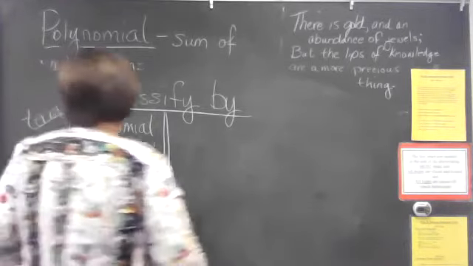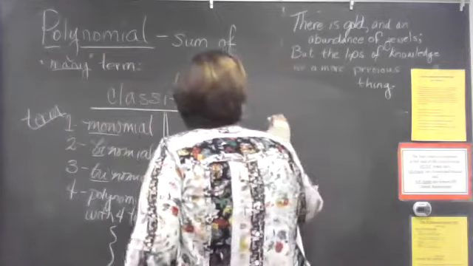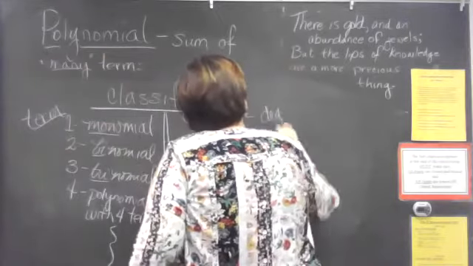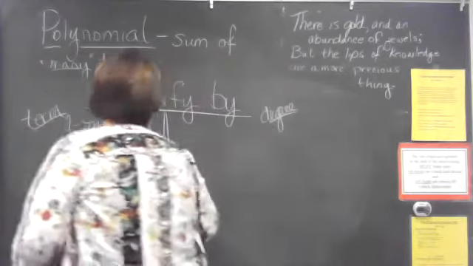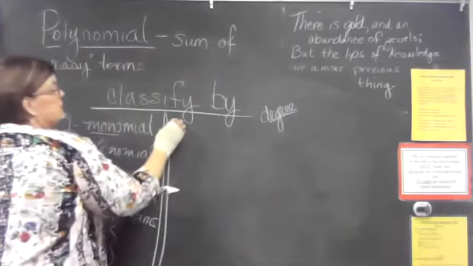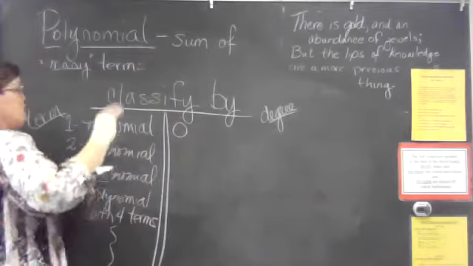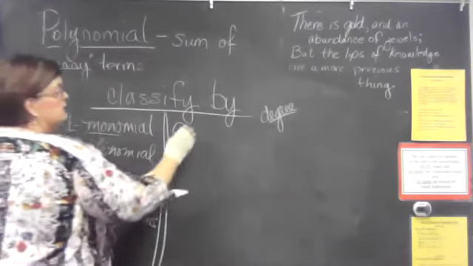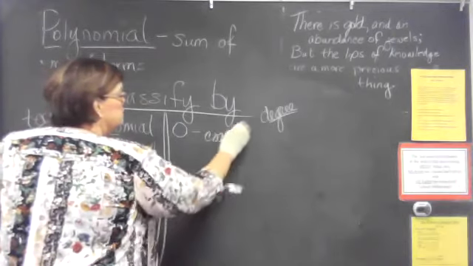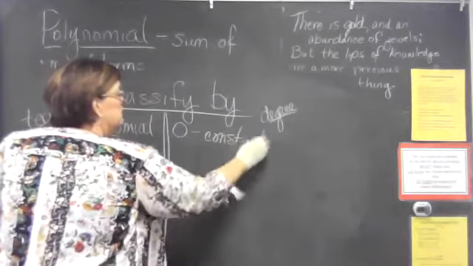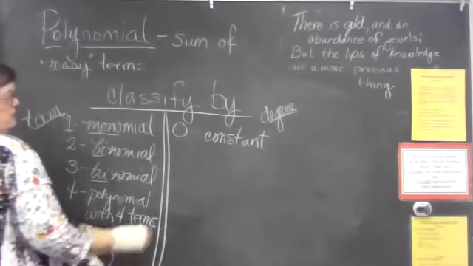Now, just like I said, all the polynomials will have two names, and this is by degree. After you decide what the degree of your polynomial is, if the degree is actually 0, that means there are no variables in the whole polynomial, then it will be called a constant. That means there's not a degree, there's not a variable, nothing.